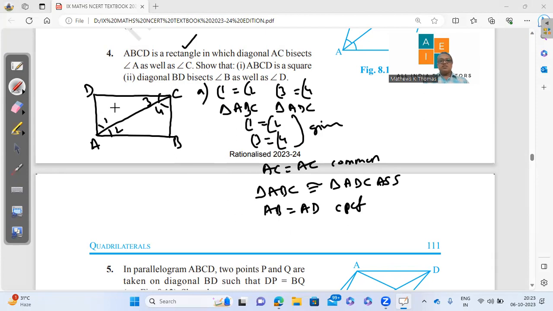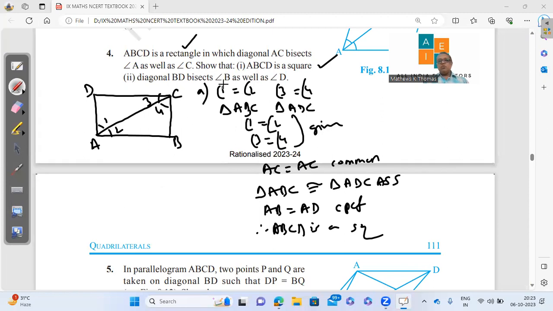If adjacent sides are equal in a rectangle, then all sides are equal. Therefore, we can say the first part, ABCD is a square. So from here, we can say ABCD is a square. We don't have to prove 90 because it's already given it's a rectangle. So this is our first part.